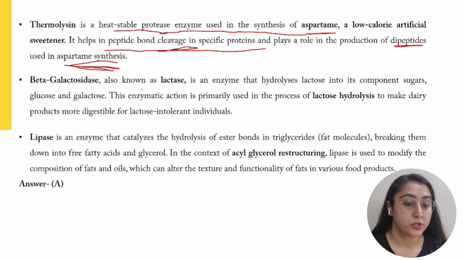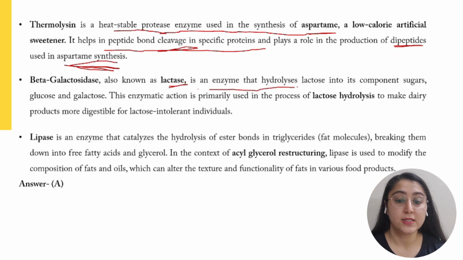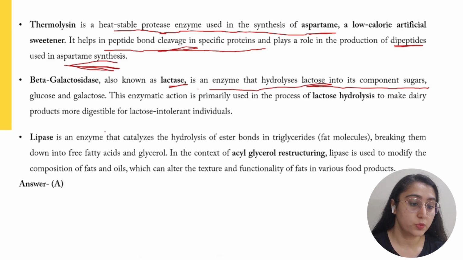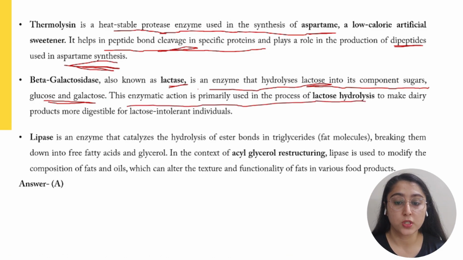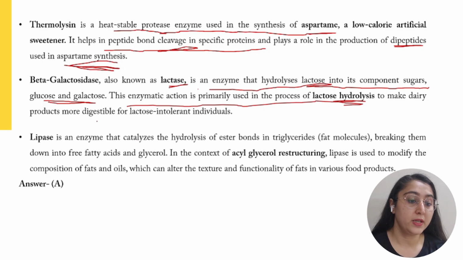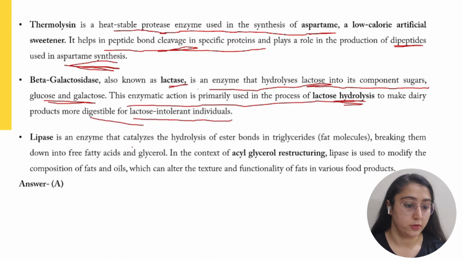Next is beta-galactosidase. Now it is known as lactase. So as the name suggests, to break down lactose, basically this enzyme hydrolyzes lactose into its component sugars, which are glucose and galactose. As we know, lactose is a combination of glucose and galactose. So this enzymatic action is primarily used in the process of lactose hydrolysis to make dairy products more digestible, especially for people with lactose intolerance.